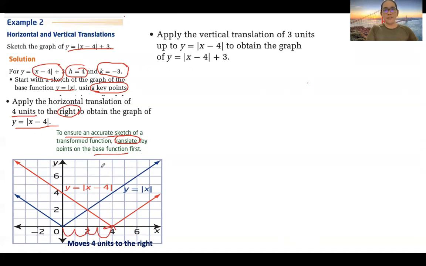Okay, next, apply the vertical translation of 3 units up to y equals the absolute value of x minus 4 to obtain the graph of the absolute value of x minus 4 plus 3. Okay, so I want you to remember that one. Why? Because I want you to do it one at a time. You do first the horizontal translation if there is, then followed by the vertical translation.